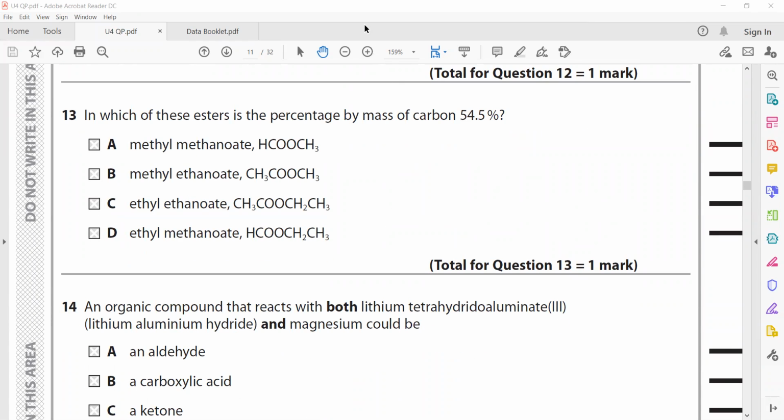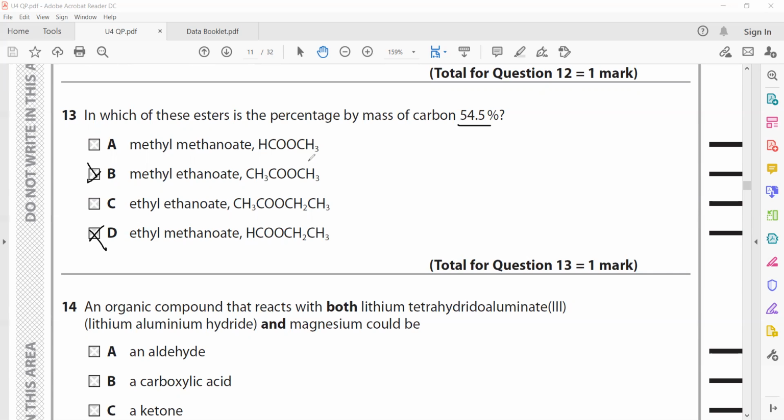In which of these esters is the percentage by mass of carbon 54.5%? So first thing, we have to calculate this. Methyl ethanoate or ethyl methanoate cannot be an answer because they will have the same number of carbon and hydrogen. So two choices cannot be the same in MCQs. So you're left with methyl methanoate.